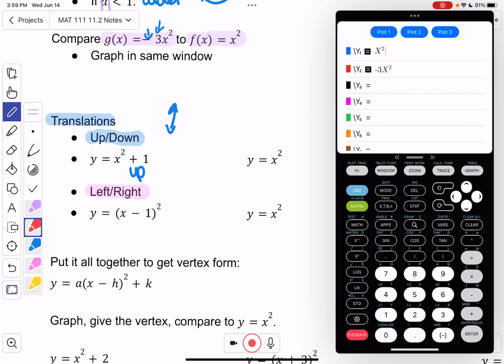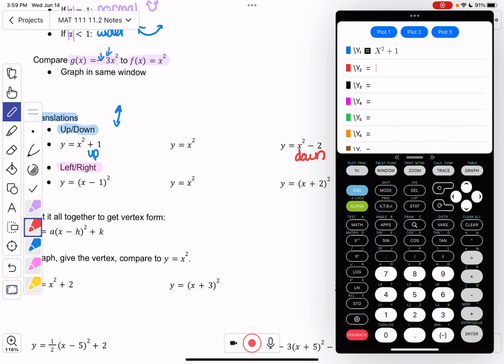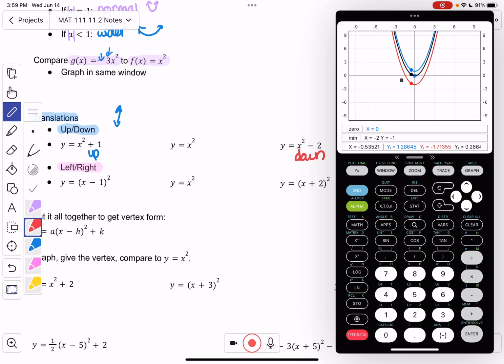Blue, we're going to have x squared plus 1. Red was x squared minus 2. And then we'll just do an x squared in the middle to compare. So the blue one has moved up from the black and the red has moved down.